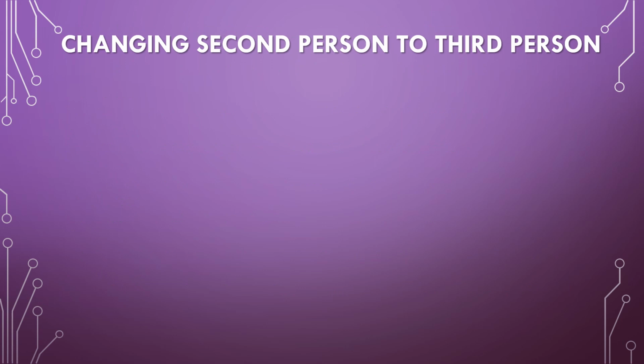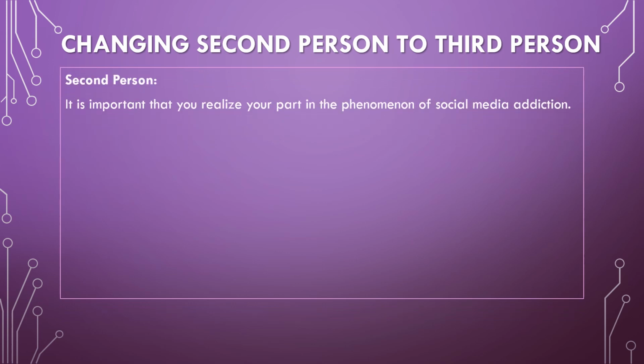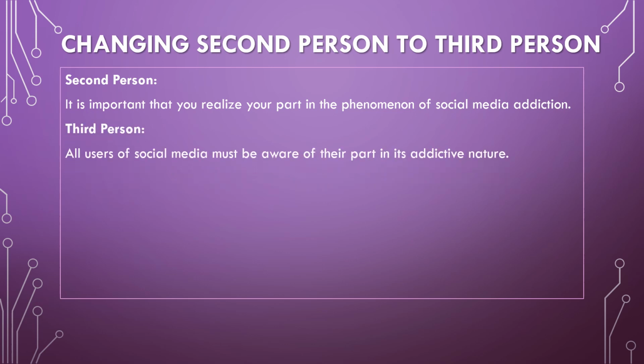Now, how do we change from second person to third person? Well, here are some examples. Second person: It is important that you realize your part in the phenomenon of social media addiction. Let's convert that to third person: All users of social media must be aware of their part in its addictive nature.